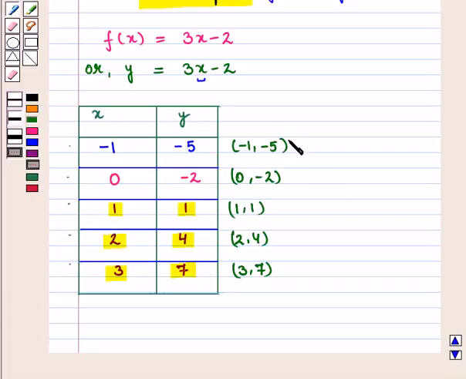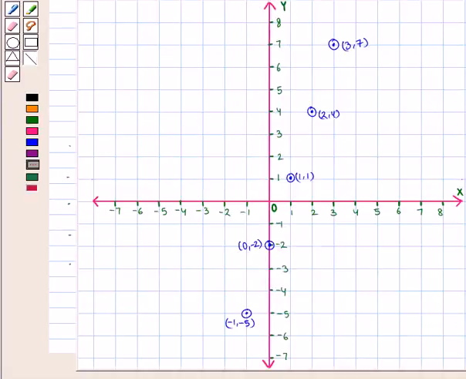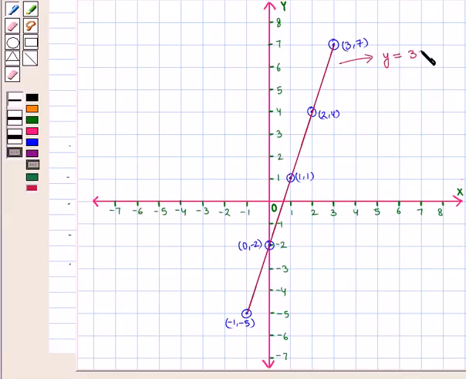Now, let us plot these points on the coordinate plane. Now we have plotted these points on the coordinate plane and we join these points to get a straight line. This straight line represents the graph of the equation y is equal to 3x minus 2. Now let us find its inverse.